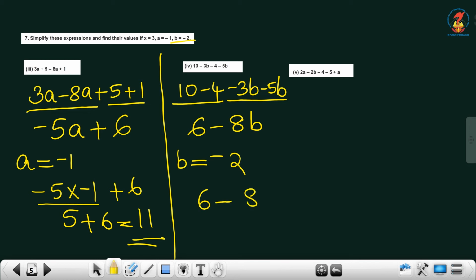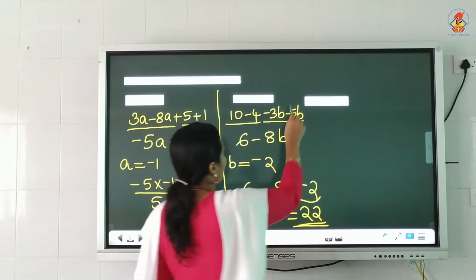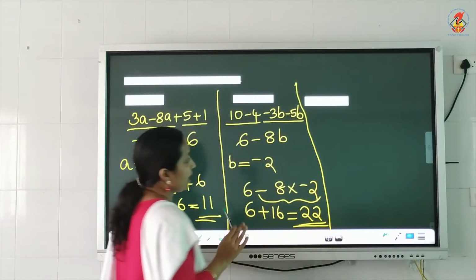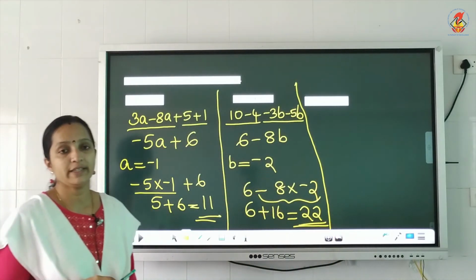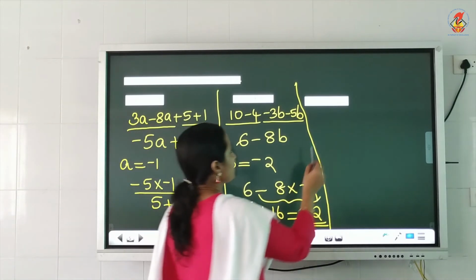That means 6 minus 8 into -2. That means -8 into -2. What is the answer? Plus 16. 16 plus 6, what is the answer? 22. Okay children, we are just doing only integer subtraction and addition here. Just add the numerical coefficient, you will get the answer and substitute the value for the variable. Okay, now move to the next question.